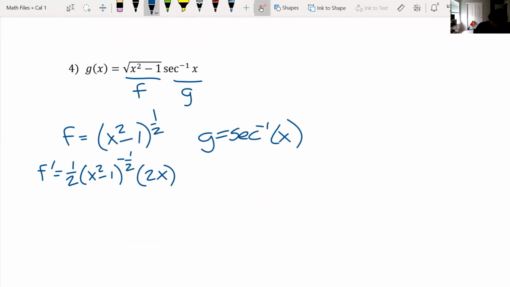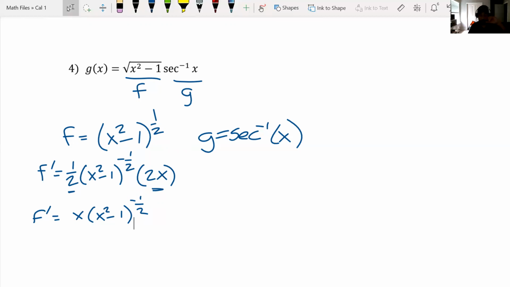Let's clean that up some more. This times that. F prime is going to be equal to x times (x squared minus 1) to the negative 1/2. Okay, I'm not going to flip anything over just yet, just for simplification purposes. Well, we could flip it, but I'm going to leave it alone for now.